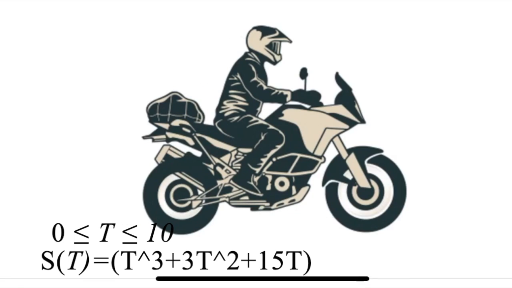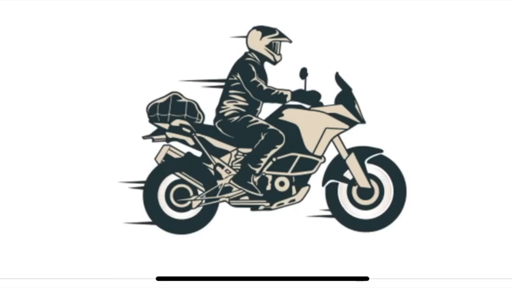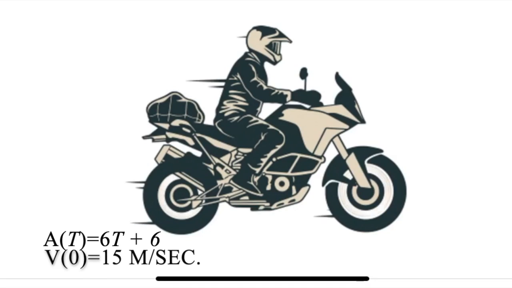The motorcycle's acceleration can be modeled by the function a(t) = 6t + 6, and its initial velocity is equal to 15 meters per second. At what time is the velocity of the motorcycle equal to 30 meters per second?